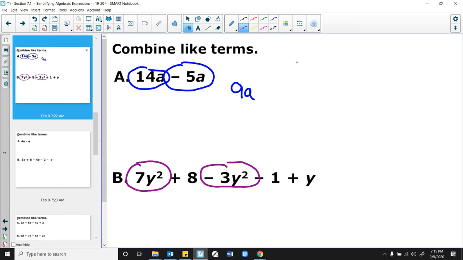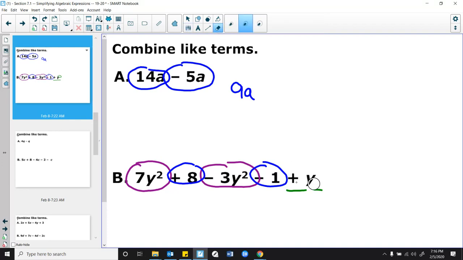Let's look for another pair of like terms, okay? If I look here, I've got a positive 8. Is there a like term with that? Yes. Negative 1 has got no variable, so they're like terms, and there's no exponent, so they have the same exponent, which is none. Okay, so 8 and negative 1 would combine. Now, is there anything to combine with this lonesome positive y right here? Well, plus y. I have a 7y squared, but they don't have the same exponent. So again, this y here does not have an exponent, while this one does, so I can't combine those.